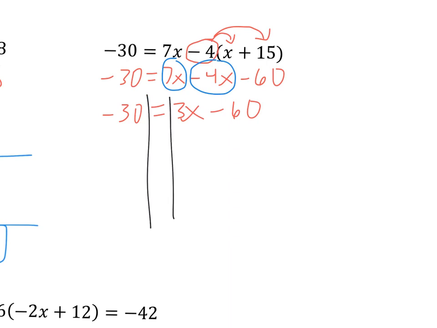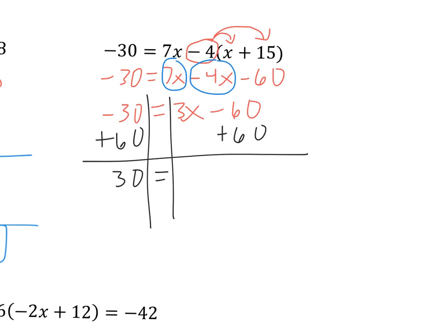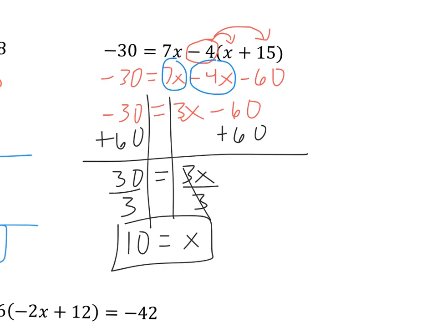So we can draw on our railroad tracks. First thing we want to do is add 60 to both sides. Okay, then we get negative 30 plus 60 gives us a positive 30. And that's going to be equal to 3x because negative 60 plus 60 is 0. Final step is to divide by 3 on both sides. That's how we undo multiplication, is division. And we end up with x is equal to 10. Okay?